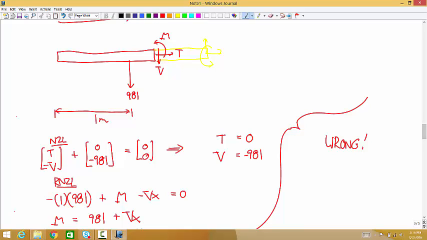What this always says is it's a variable that's a number times a unit vector. The unit vector is the direction of the arrow, and the variable is a number. So this unit vector is 0, -1. That V comes out to be negative. So if you multiply negative 981 times 0, -1, you get a vector that's 0, positive 981.